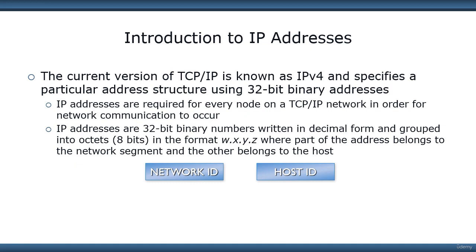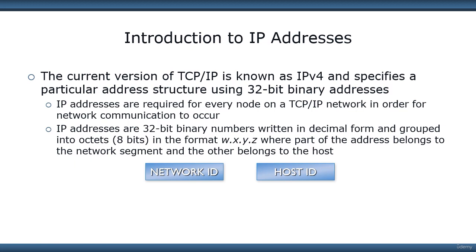So the IP addresses are numeric. They're 32-bit binary numbers, but they're written in a decimal form and grouped into octets, which are 8 bits, in the format you see of w.x.y.z. That just means it's 4 groups of 8, making it 32 bits. In the IP address, a portion of the address is going to belong to the network segment, and the other portion is going to belong to the host. We call those network ID and host ID. So everybody on the same network segment shares the same network ID, but they all have unique host IDs.